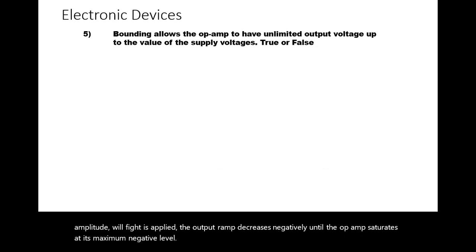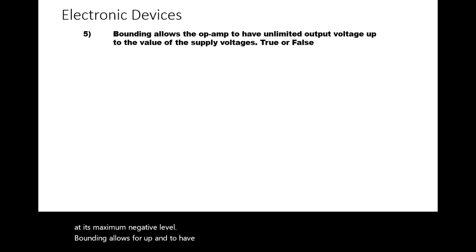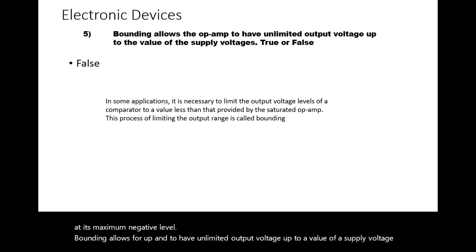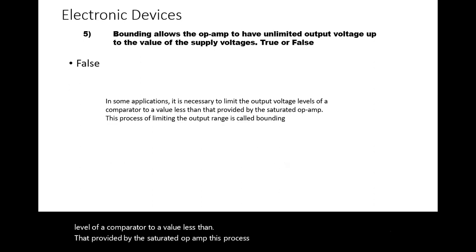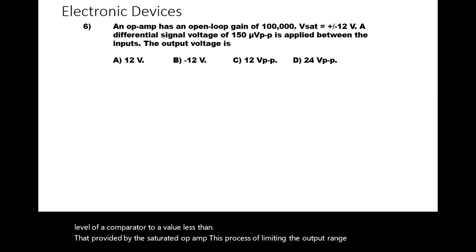Bounding allows an op-amp to have unlimited output voltage up to the value of the supply voltage, true or false. That is false, because in some applications it is necessary to limit the output voltage level of a comparator to a value less than that provided by the saturated op-amp. This process of limiting the output range is called bounding.